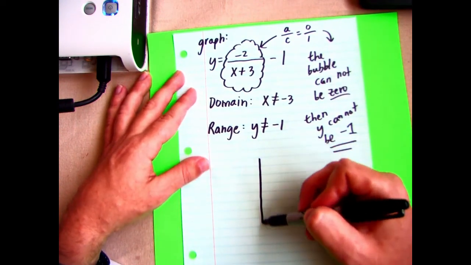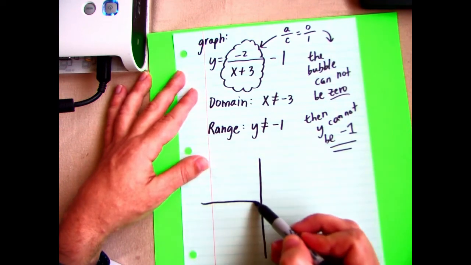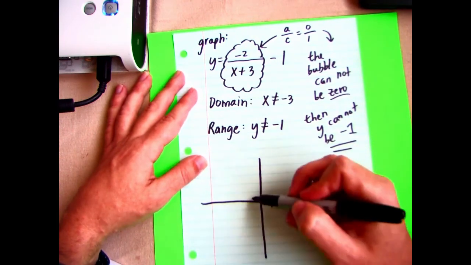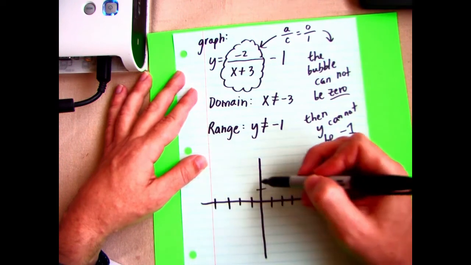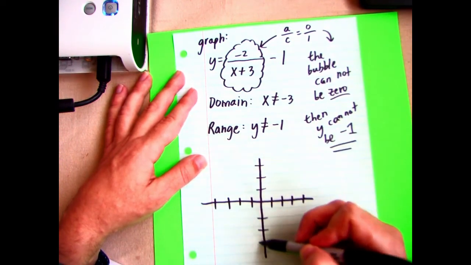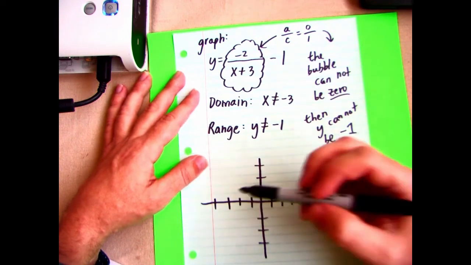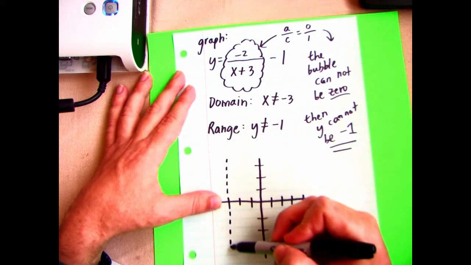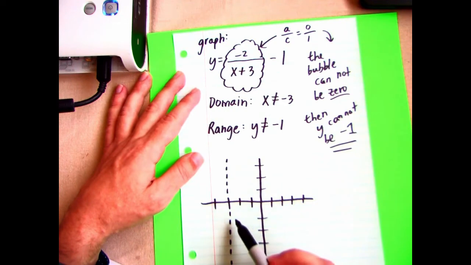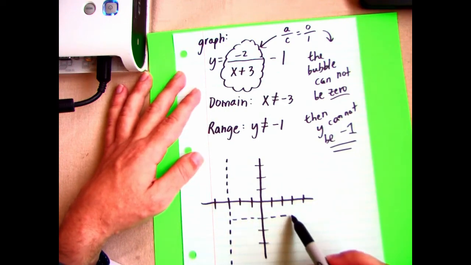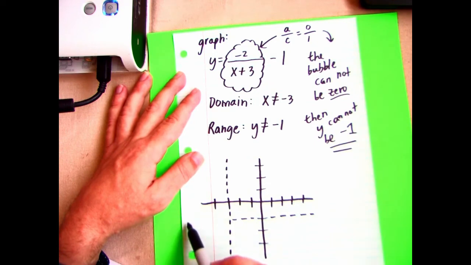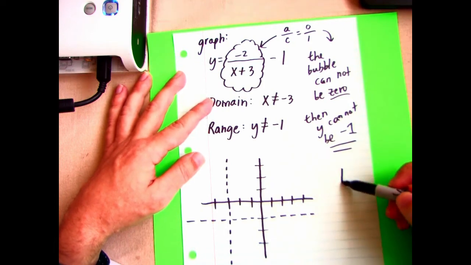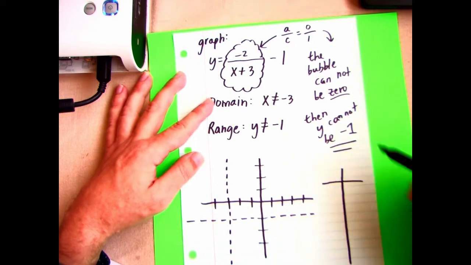So if we're going to graph this, let's start with those asymptotes. So make your xy axes, and let's plug in those asymptotes. X cannot be negative 3, so we have a vertical asymptote through x equals negative 3. Y cannot be negative 1, so we have a horizontal asymptote through negative 1. That's going to kind of give us a structure for our graph. The graph is never going to cross those asymptotes.